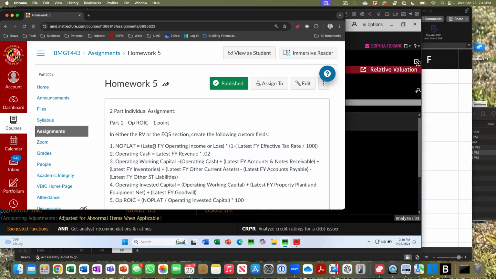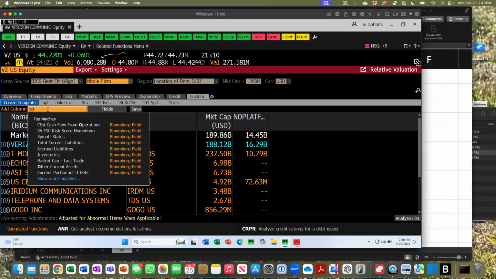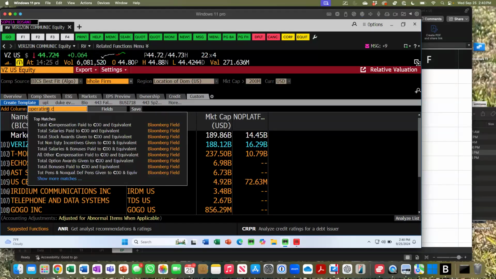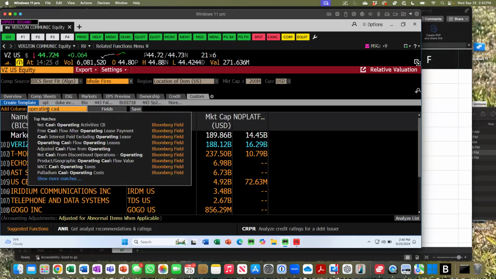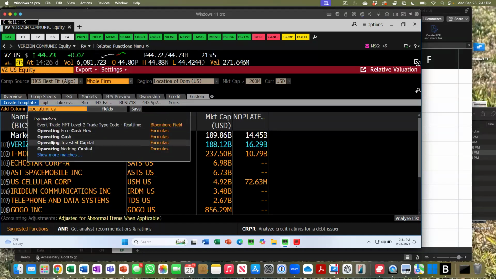Once you've created these custom formulas, which you can use in Bloomberg. So for example, if I go to Verizon, add column, operating cash, there it is. That operating cash says formulas. That means it's a custom field. So I have a bunch of custom fields already created, as opposed to a Bloomberg field, which are the standard ones, but they'll be intermixed. So my custom formulas will now be part of my Bloomberg account.